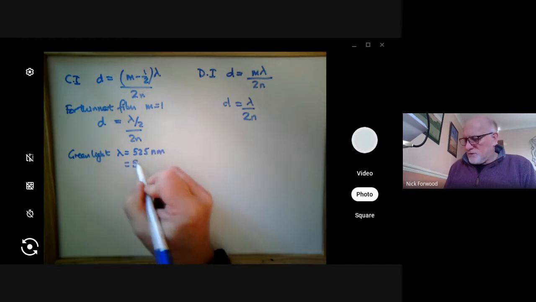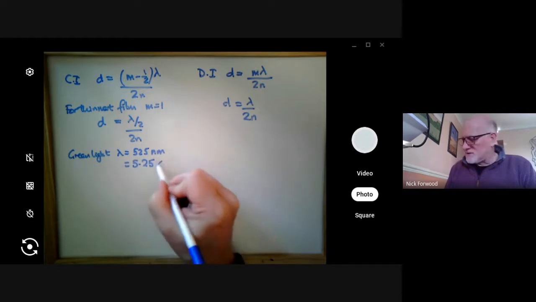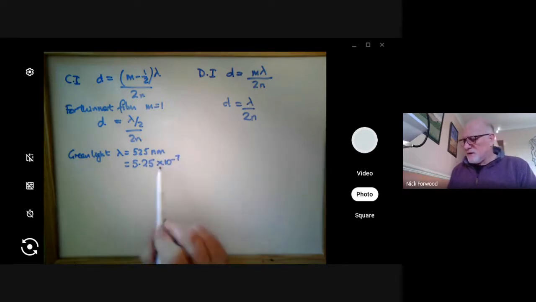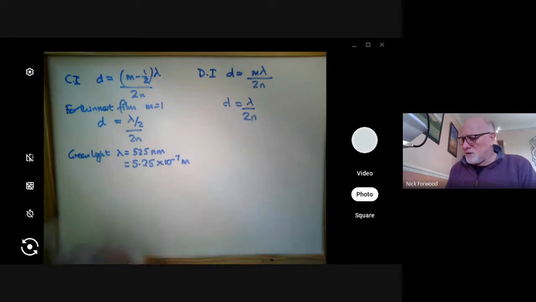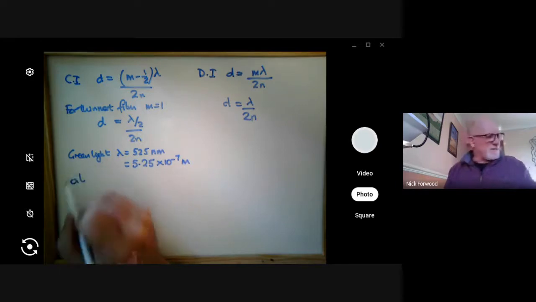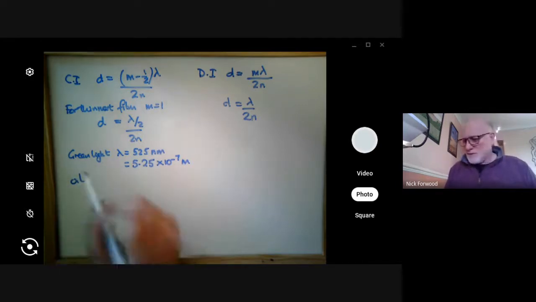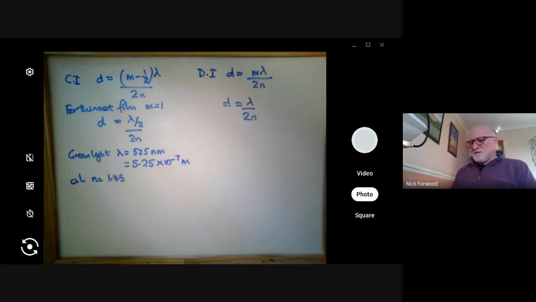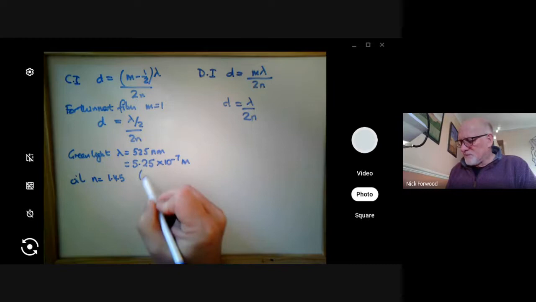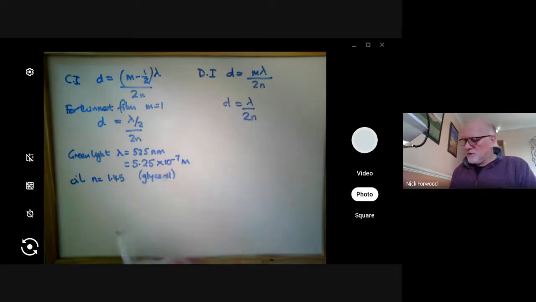Which, as you probably know, is 5.25 times 10 to the negative 7 meters. Nano is 10 to the negative 9, and then you've got an extra 2 decimal places there to take off the 9 to give you 7. So that's meters. And for oil, which we had previously, n is 1.45. You'll either be given these in the question or you'll have to look them up in the data table that you get. So just be aware you may not be given these. Be prepared to look them up. And oil is sometimes labeled as glycerol, but it would then say glycerol in the question. It wouldn't say oil in the question and then glycerol in the data table, and you're expected to know one is the same as the other.